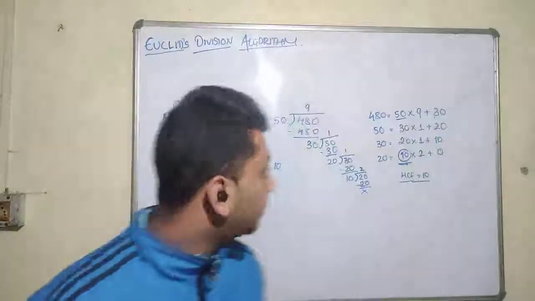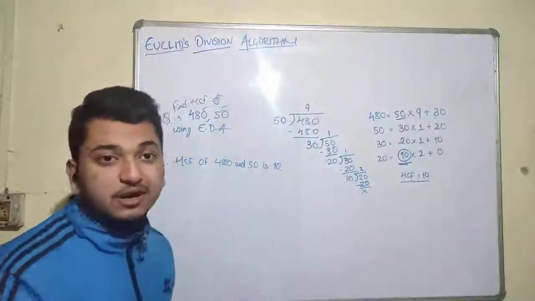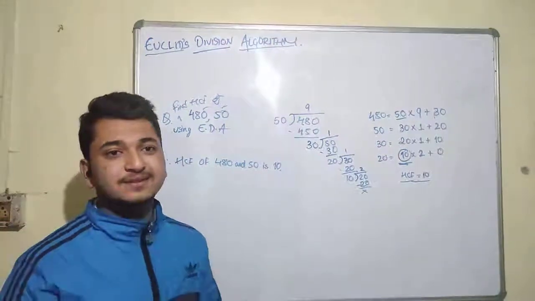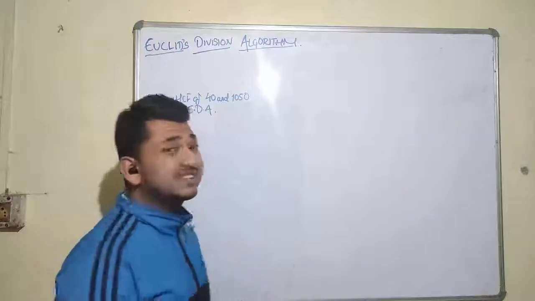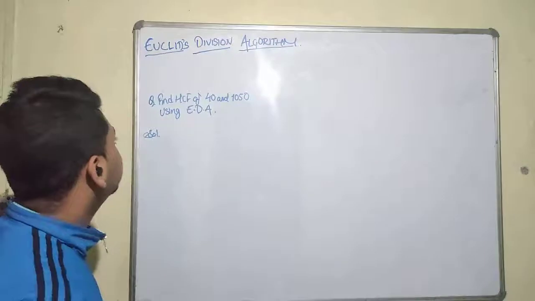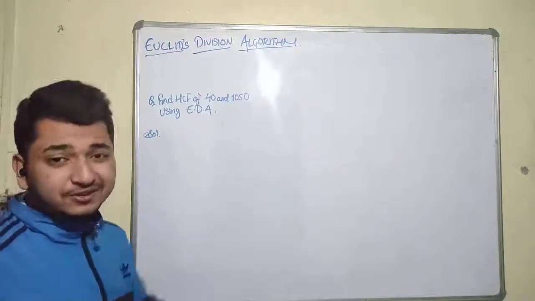So I hope you have understood the first example. Now we will do one more example for this one. Now this is our next question. Find HCF of 400 and 1050 using Euclid's division algorithm.